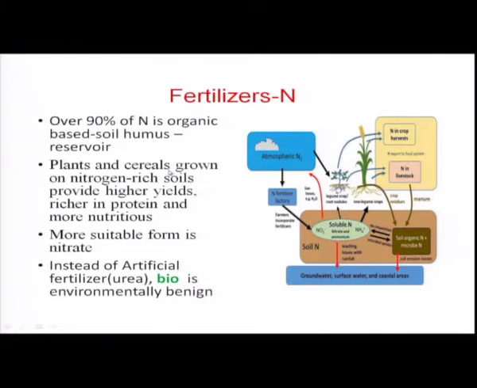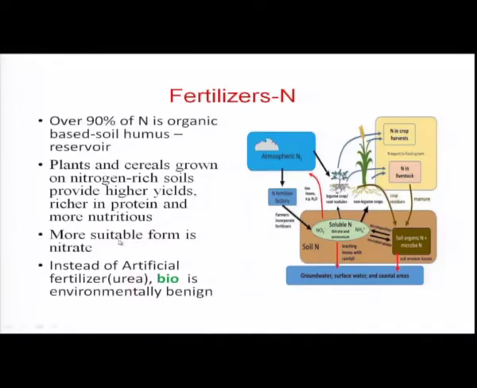So, plants grown on a nitrogen-rich soil usually provide higher yield. Whenever nitrogen content is more, the yield is also good, and not only that, if you look at the protein content of this material, they provide highly nutritious material. Protein content is also very high. So, nitrogen is one of the critical factors for plant growth, and as I mentioned before, the more suitable form of nitrogen is nitrate.